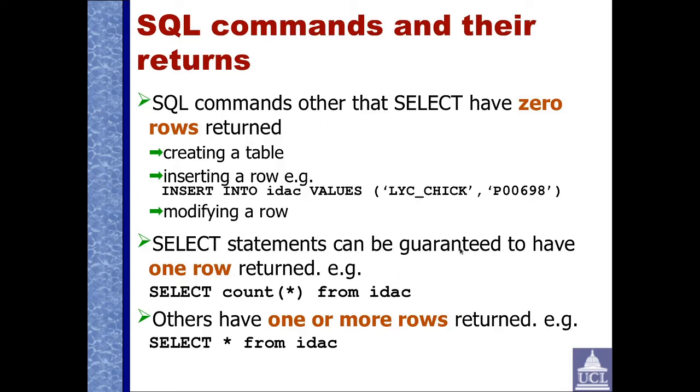Some select statements can be guaranteed to return just a single row. For example, select count star from a particular table, IDAC in this case. Others return one or more rows. For example, select star from IDAC.